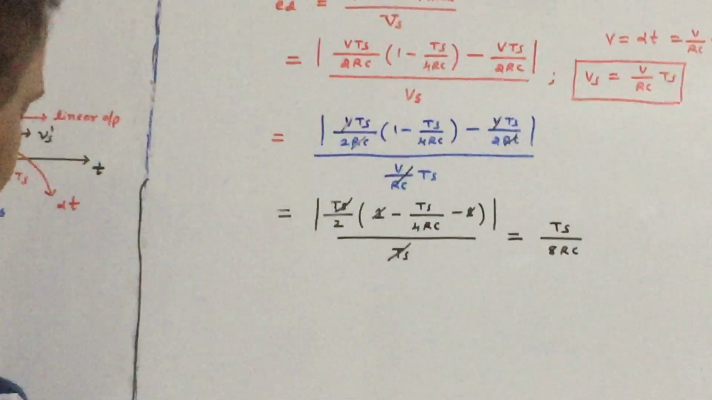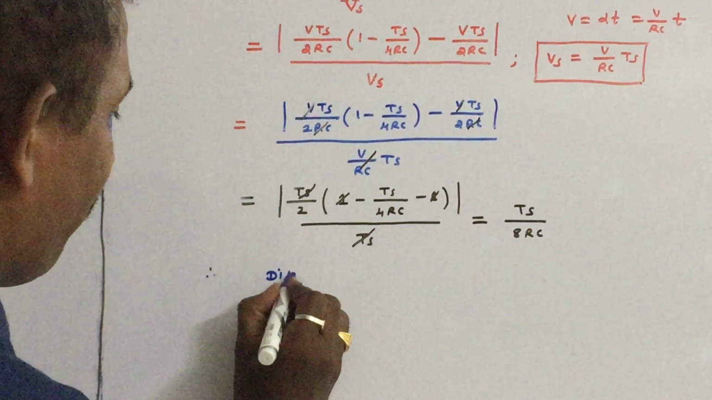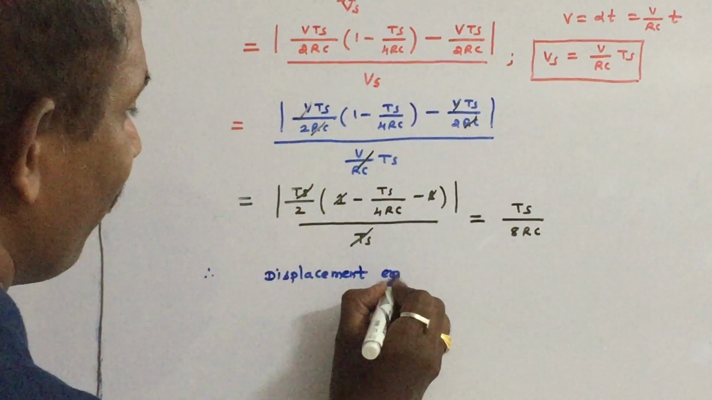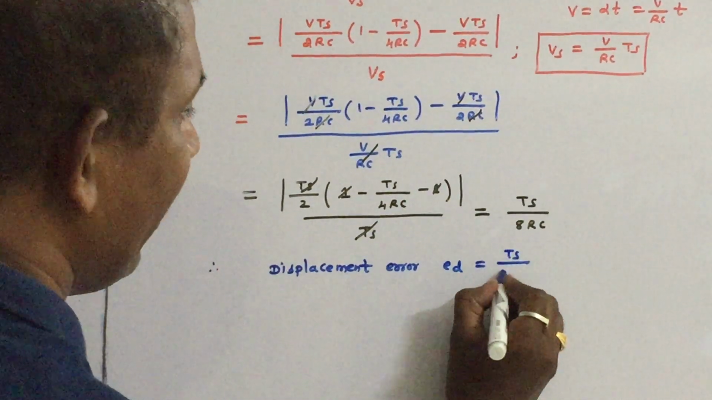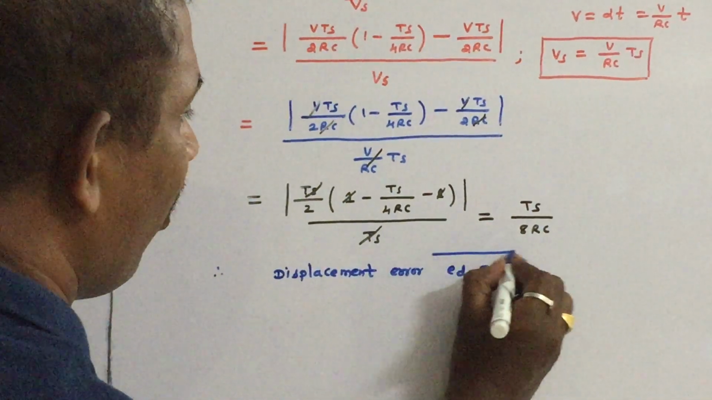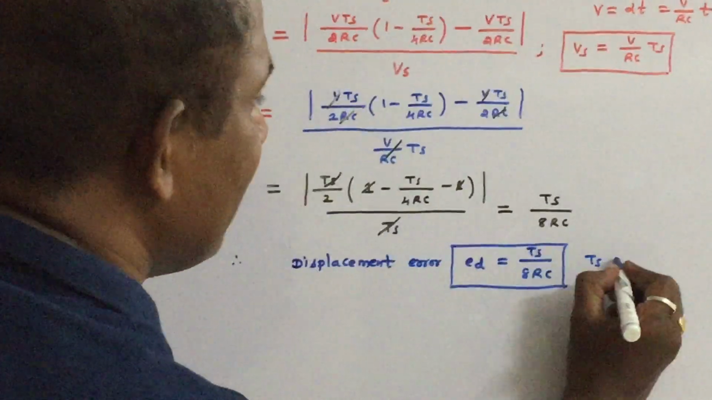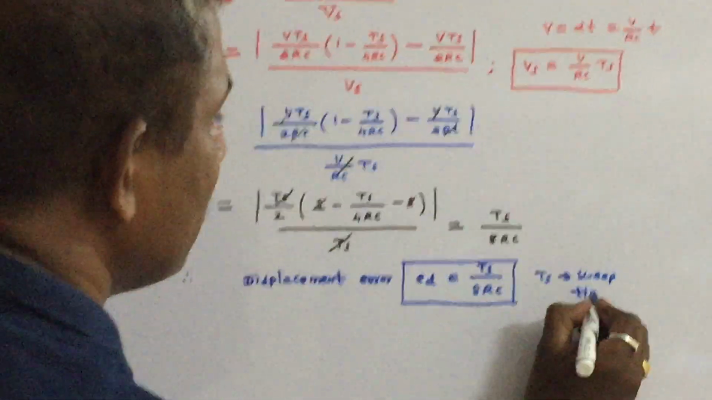So the displacement error Ed, what is the formula? Ts by 8RC. What is Ts in all the formulas? Ts is the sweep time. Remember that. It is the duration of the sweep.